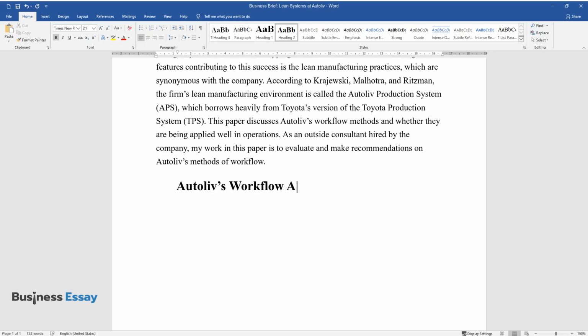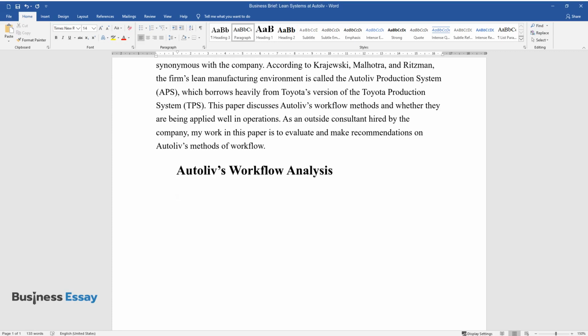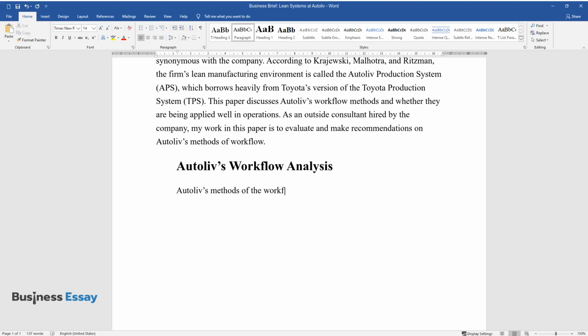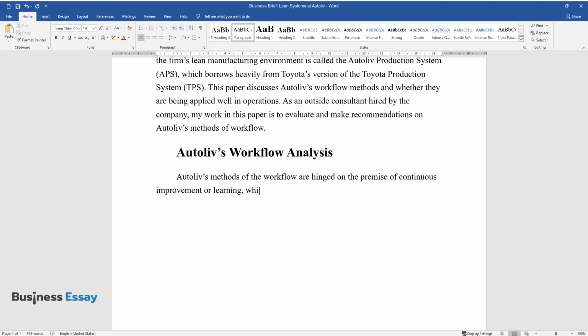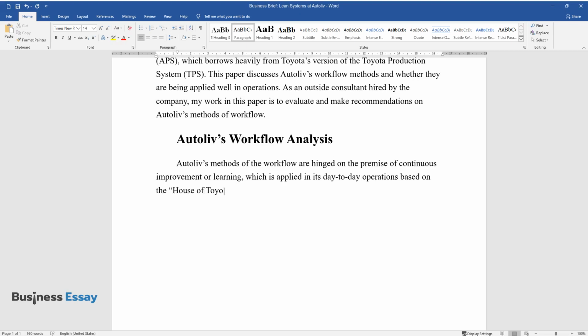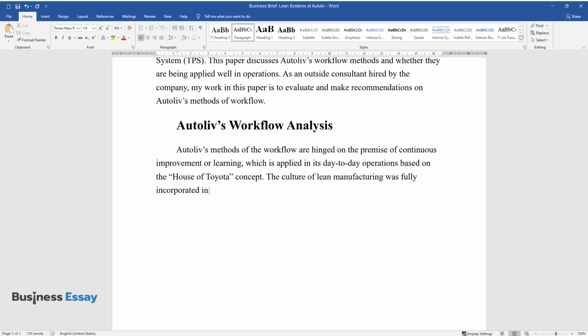Autoliv's workflow analysis. Autoliv's methods of the workflow are hinged on the premise of continuous improvement or learning, which is applied in its day-to-day operations based on the House of Toyota concept. The culture of lean manufacturing was fully incorporated into the company by 2004.